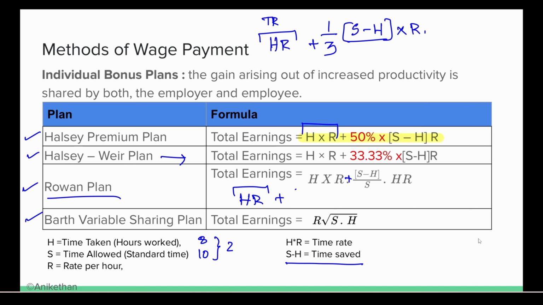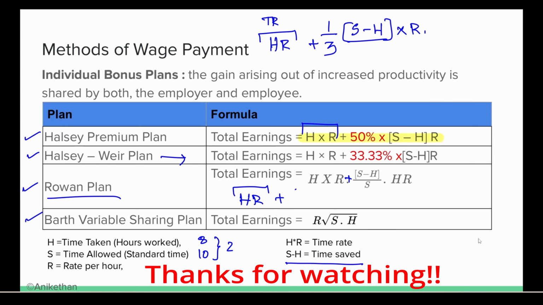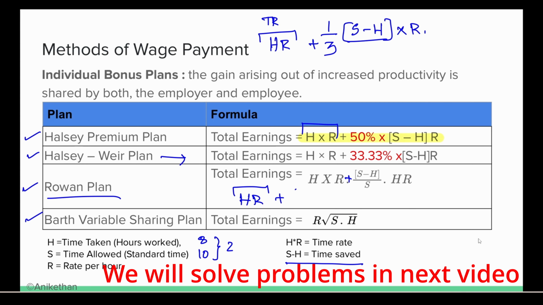Next you have Barth variable sharing plan. Here, R into square root of S into H. So this is a direct equation. You don't have to calculate any ratio. Just put in the rate and square root of standard and actual hours. You will get the bonus as per Barth variable sharing plan.